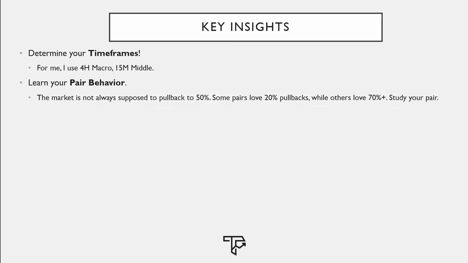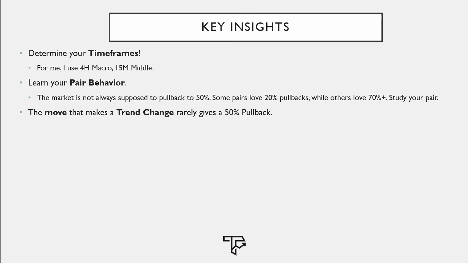Then learn your pair behavior. As I told you, the market is not always supposed to pull back to 50%. Some pairs love to pull back just 20%, while others love to pull back more than 70%. So study your pair, okay? The move that makes a trend change rarely gives a 50% pullback.